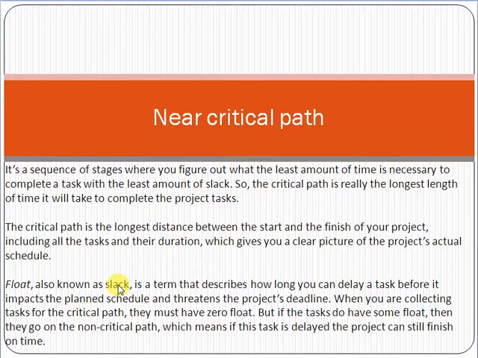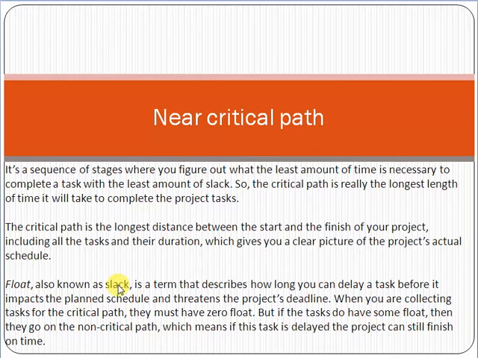Near critical path is an important topic, and you will see it in exams, especially the PMP exam or any project management exam. You will definitely see questions related to this topic, so you need to understand it. There are two possibilities. First, your concept should be clear about what the near critical path is. Secondly, it is also possible that you have to calculate the near critical path using the formulas. So there are two possibilities that you may see in the exam.